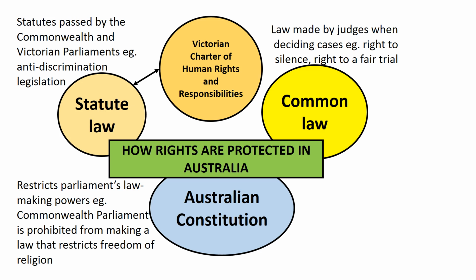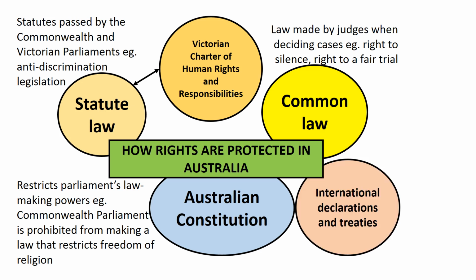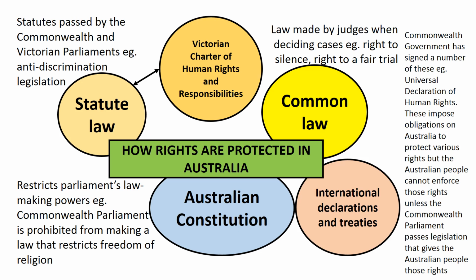The fourth and final way in which rights are protected in Australia is through international declarations and treaties. The Commonwealth Government has entered into a number of international declarations and treaties. One example is the Universal Declaration of Human Rights. These instruments, that is, these declarations and treaties, impose obligations on Australia to protect various rights. However, importantly, these rights can't be enforced by the Australian people until the Commonwealth Parliament has passed legislation that gives the Australian people these rights.